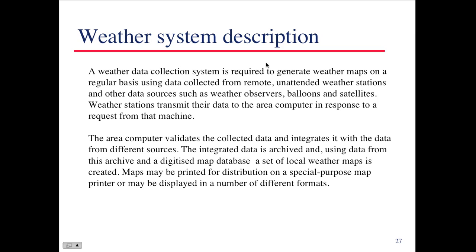The area computer validates the collected data and integrates the data with other different sources. And then the integrated data is archived and is used. The data is archived in digitized map data sets, weather maps, and creates maps out of that. The maps are then printed and distributed on a special purpose map, printed or maybe displayed on a number of different formats. So we're taking data and we're creating a map out of it. And the data's coming in from a bunch of different sources. So it's not a complicated system.